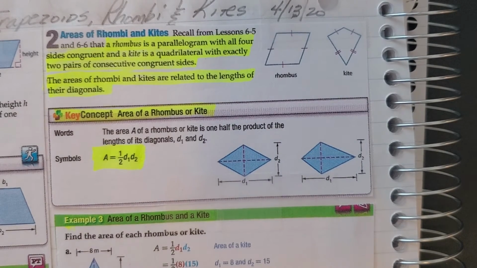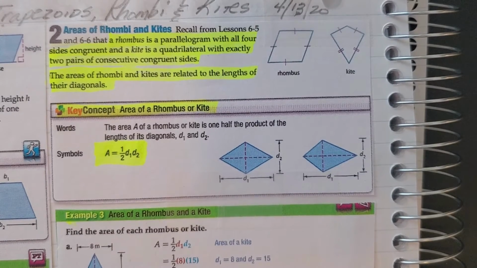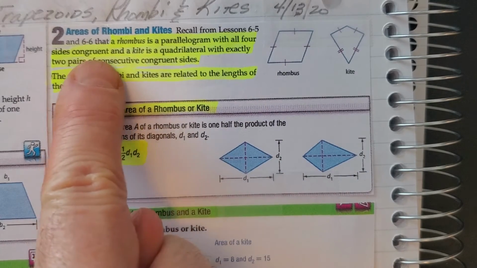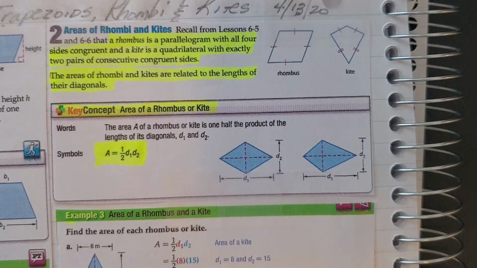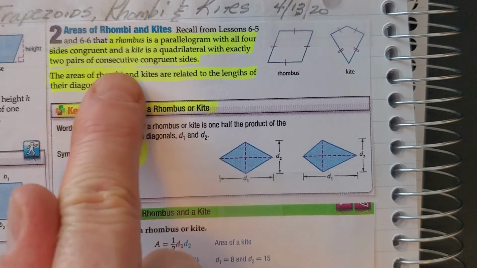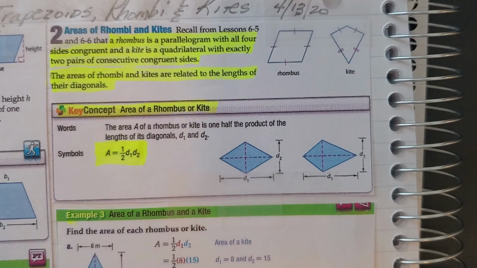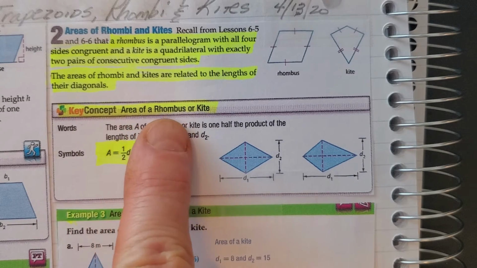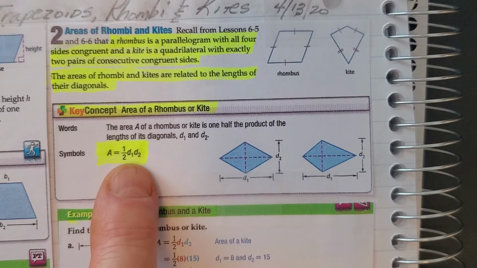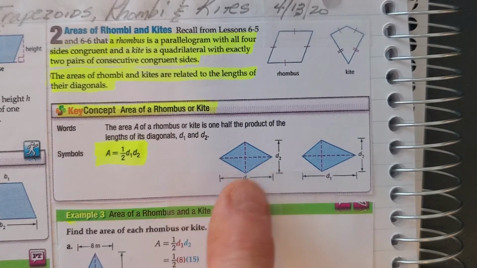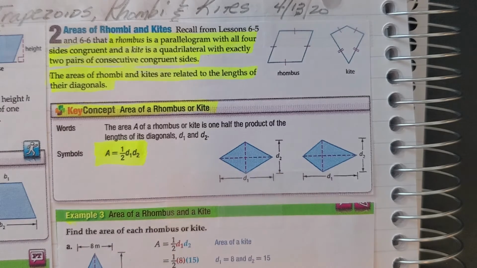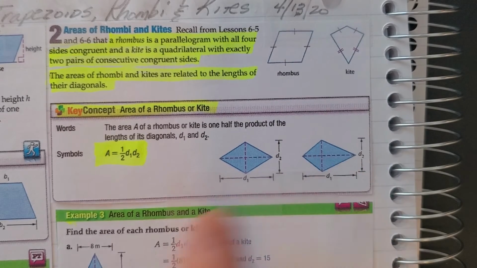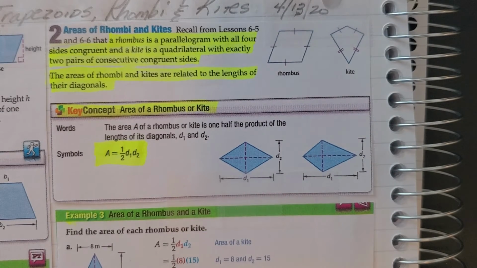I've got 5. So here we go, areas of rhombi and kites. Recall that a rhombus is a parallelogram with all four congruent sides, and a kite is a quadrilateral with exactly two pairs of congruent, consecutive sides. The areas of rhombi and kites are related to the lengths of their diagonals. As you can see, the area formula for a rhombus and kite is 1/2 the diagonal times the other diagonal. So again, for a rhombus and a kite, multiply the two diagonals together and take half.